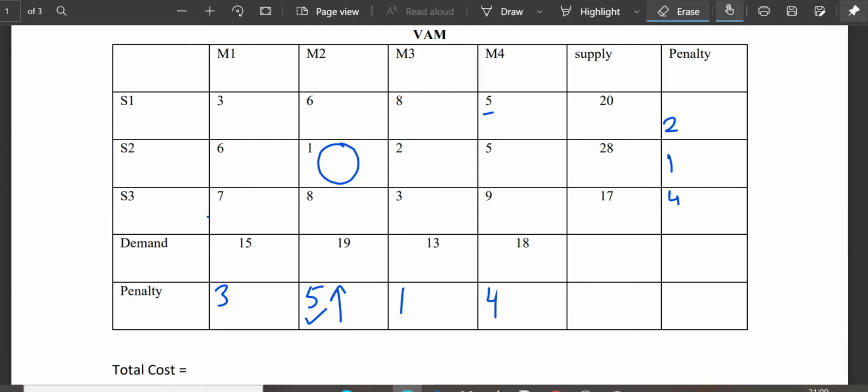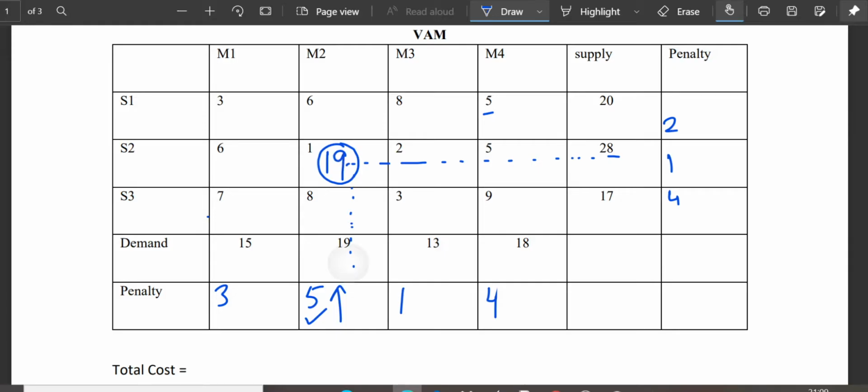What would be my entry? Look for the corresponding demand and supply of this cell. See, the corresponding supply is 28. The corresponding demand is 19. So I have to take the minimum. So 19 will be coming in the circle.